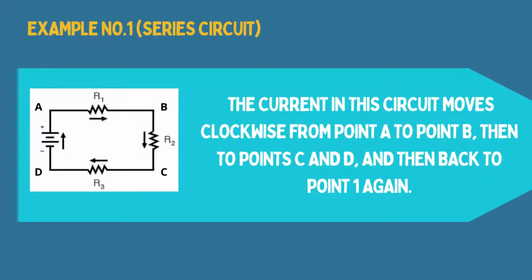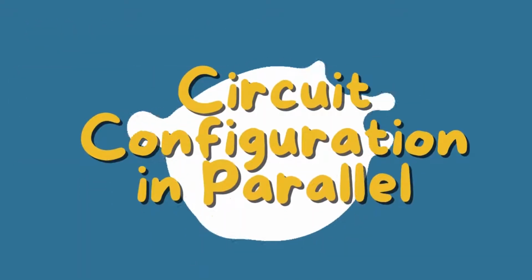The current in this circuit moves clockwise from point A to point B, then to points C and D, and then back to point A again. Circuit configuration in parallel.